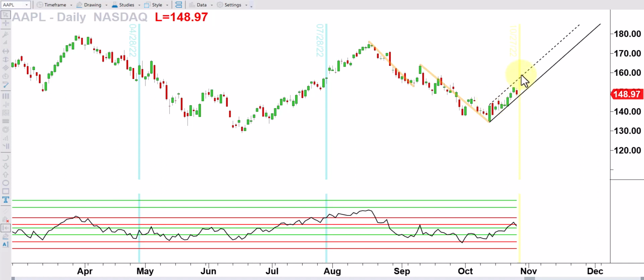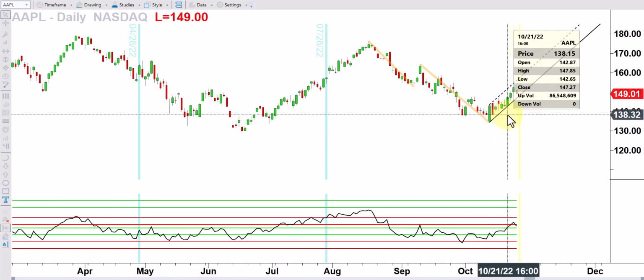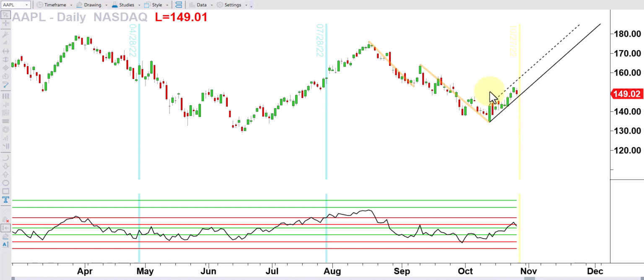I make it dash because that way I know it's a parallel of another line, not its own original line. And you can plot these on your chart, so I'll give you the dates here. So you want to anchor the trend line from October 13th to October 21st. And then you want to project it from the October 13th high.